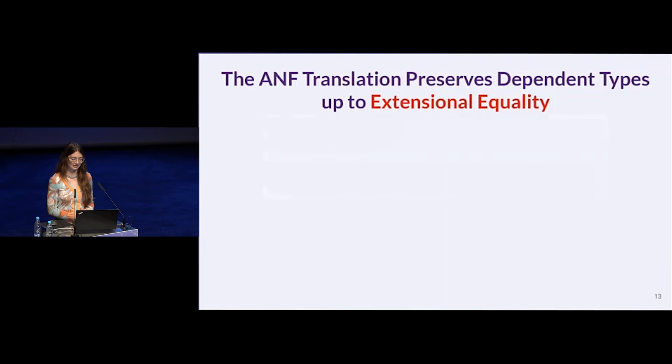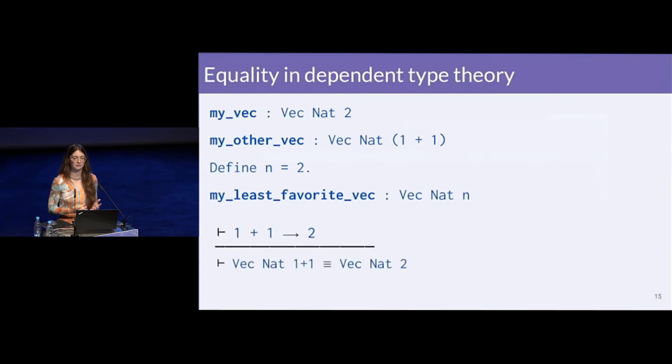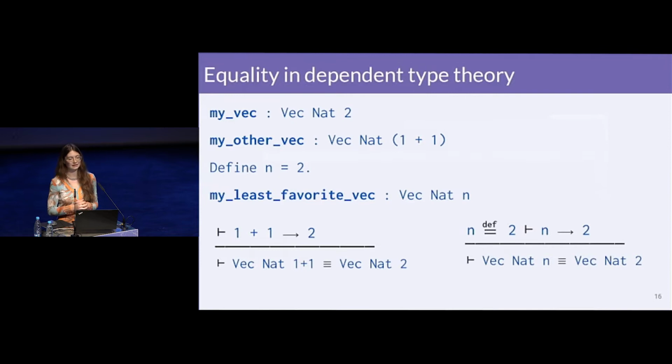Okay, so just to wrap up my title, let's talk about what extensional equality means in dependent types. So equality in dependent type theory is important in general, now that we have terms in our types. We have the canonical dependent vector type that is used in every dependent type theory talk. And we have a whole bunch of different terms for the length of this vector, right? But our type system can determine that these are all the same type by essentially just partially evaluating all these terms. So in the first case, 1 plus 1 is 2. And in the second case, n is defined to be 2. So we can conclude that these are the same type.